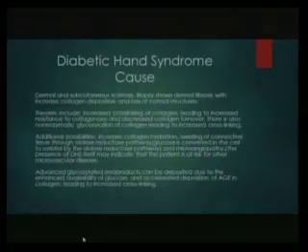And this diabetic also has peripheral neuropathy and has had bilateral carpal tunnel releases. So you can imagine the functional impact this problem has had. Now, cause.